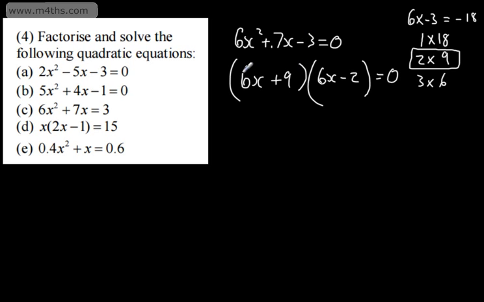Again, you can factor these if you wish, or simply solve 6x plus 9 is equal to 0, which would give us that x is negative 3 over 2. 6x minus 2 is equal to 0, x is going to be equal to positive 1/3. So there are our solutions. Let's look at the next one.